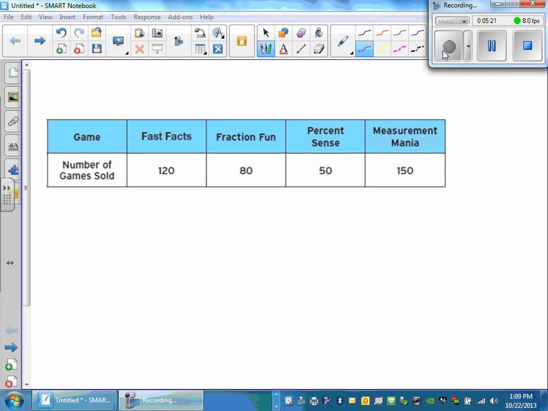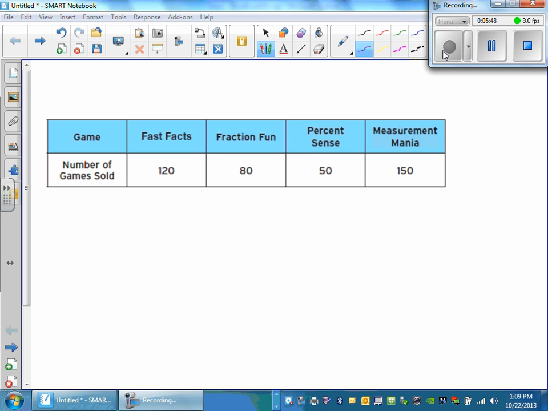Once you have finished discussing Donald and Natalie's methods, I want you to go ahead and skip to page 47, problem 3. Number 1 says the school store sells computer games for practicing math skills. The table shows how many of each game were sold last year. How many total games were sold last year?